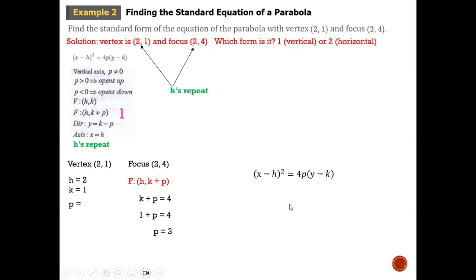Okay, so now I have that p equals 3 value. So now I'm going to plug everything into my equation over here. I have the standard equation, (x minus h) squared equals 4p times (y minus k). Now I know my h and my k, plug that in, 2, 1. And I found that p value, 3, so plug that in, and let's simplify. 4 times 3 is 12. x minus 2, that's it. You can't simplify that. So (x minus 2) squared equals 12 times (y minus 1). So that's your standard equation for this parabola with that vertex and the focus.